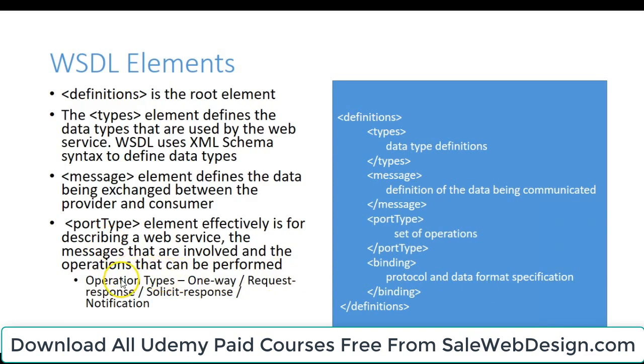WSDL defines four types of operation types. The request response type is the most common operation type, and with this type, the operation can receive a request and will return a response. Then next we have other operation types like one-way, solicit response, and notification. In one-way operation type, the operation can receive a message but will not return a response. With solicit response operation type, the operation can send a request and will wait for a response. And finally, with notification operation type, the operation can send a message but will not wait for a response.